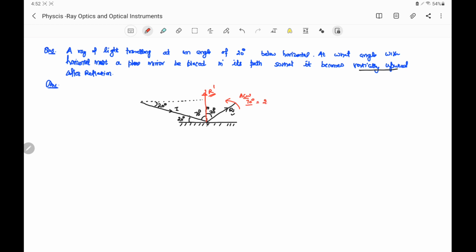And this angle of the reflected ray will be equal to 2 theta if angle of rotation of the mirror is theta. Because ray is rotated anti-clockwise, so mirror should also be rotated anti-clockwise. So theta will be equal to 70 degree by 2, that is equal to 35 degree. So we can say that the angle which with the horizontal a plane mirror should make is 35 degree to make the reflected ray vertically upward after the reflection.